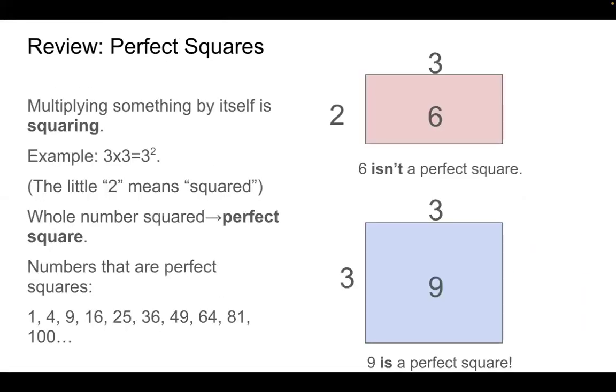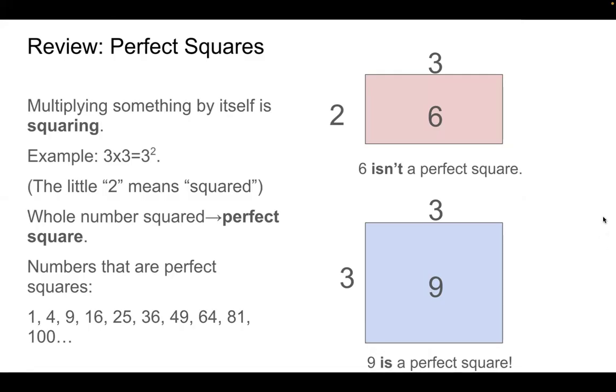All right, so just to review the perfect squares that we were talking about in the warm-up. Anytime you multiply something by itself, that's called squaring. For example, 3 times 3, that's 3 squared. The little 2 that you see on the example means it's squared. Anytime you square a whole number, that's a perfect square. Numbers that are perfect squares are things like 1, 4, 9, 16, and so on.